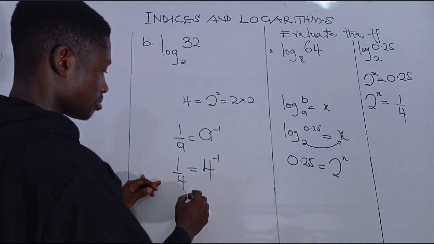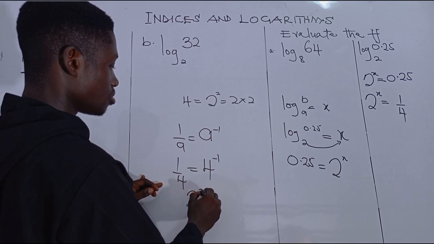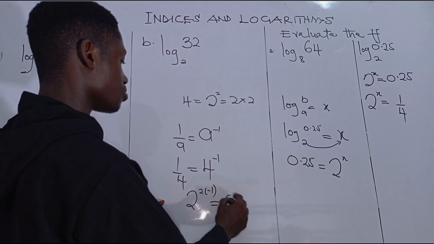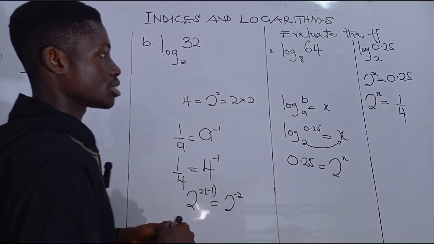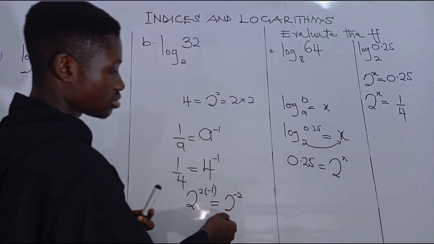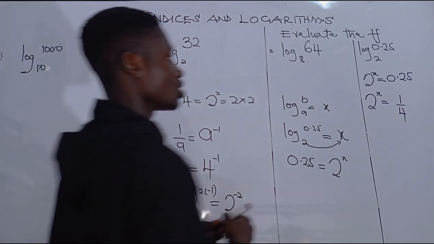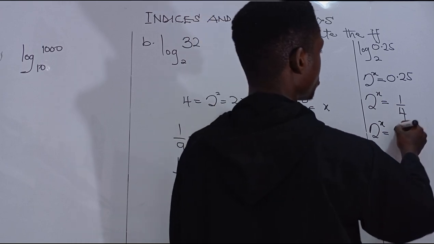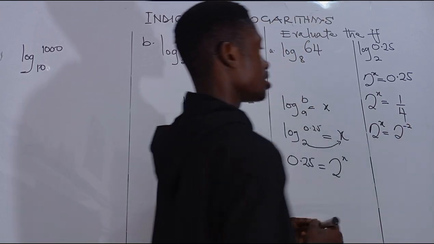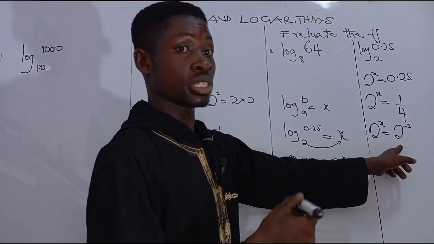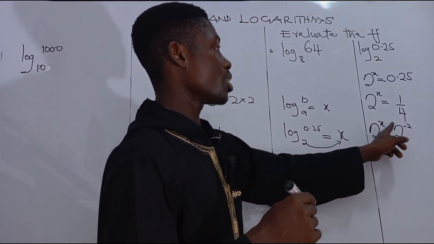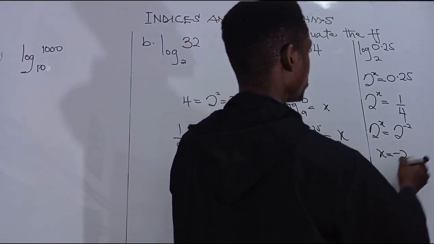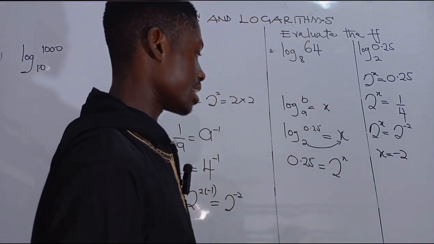So we are going to have 2 raised to the power 2, and then negative 1. Applying the power law, we have 2 raised to the power negative 2. So in place of this, we have 2 raised to the power negative 2. So we have 2 raised to the power x, and then 2 raised to the power negative 2. Now, once the bases are equal in an exponential equation, what do we do? We equate their exponents. So we have x is equal to negative 2. Very, very easy and simple.